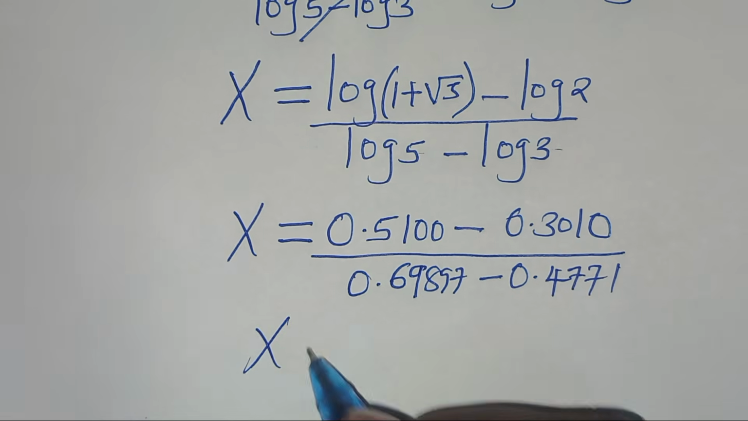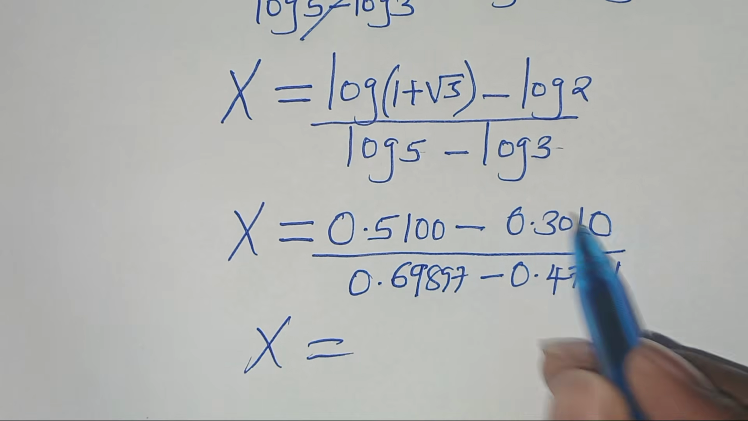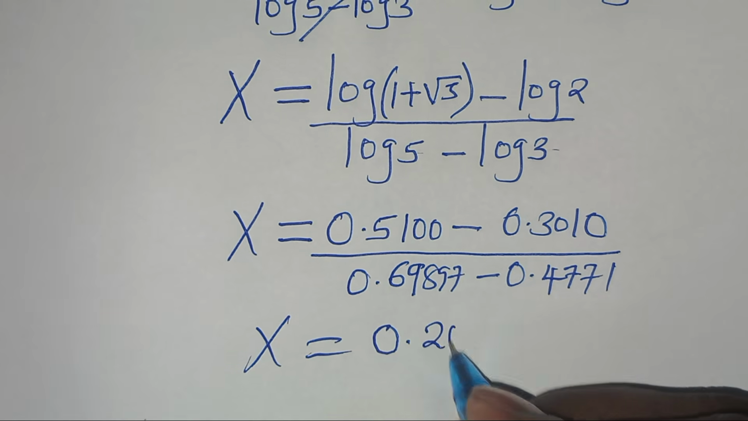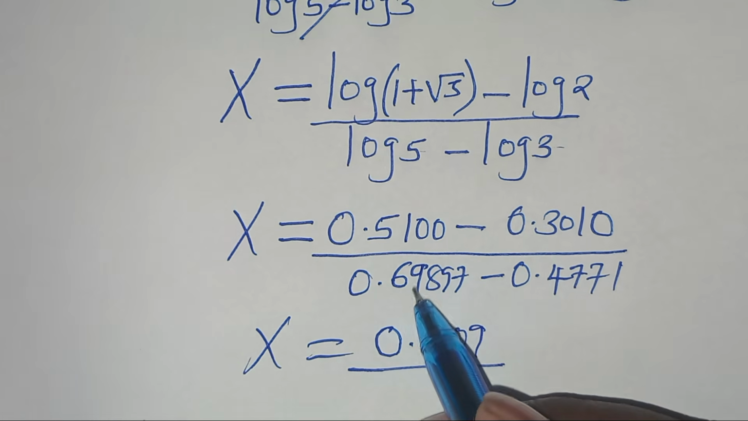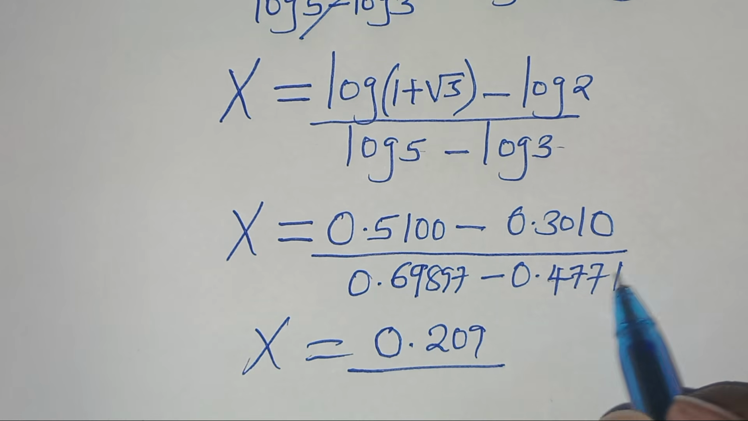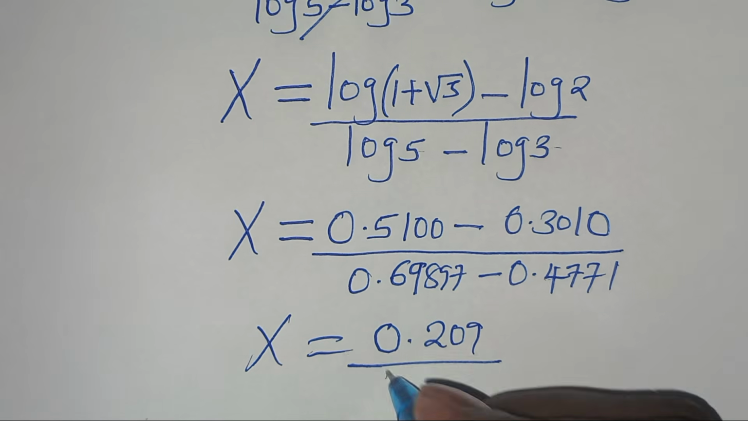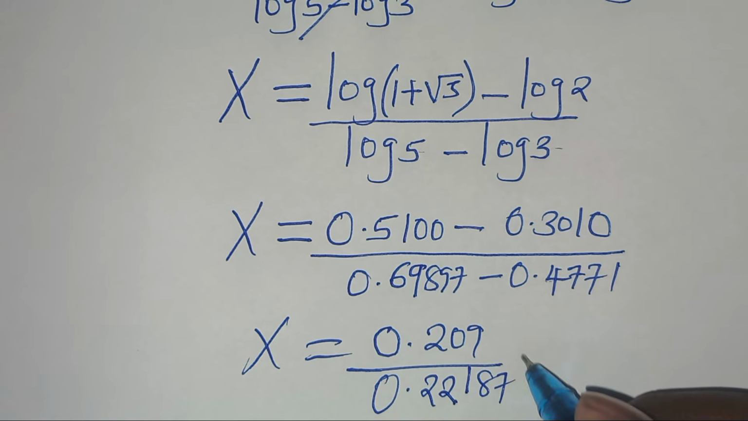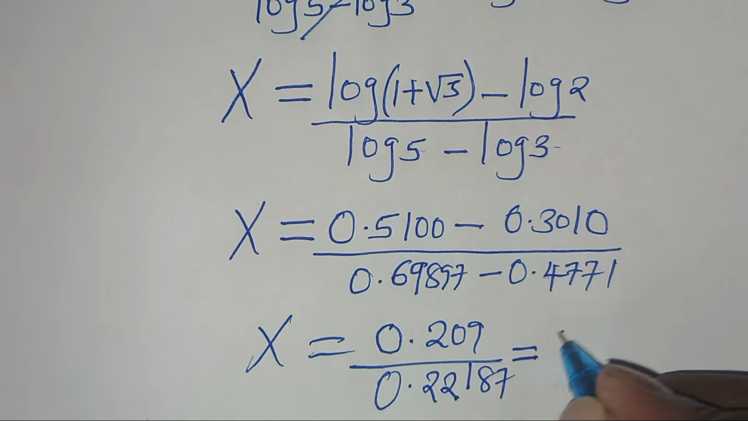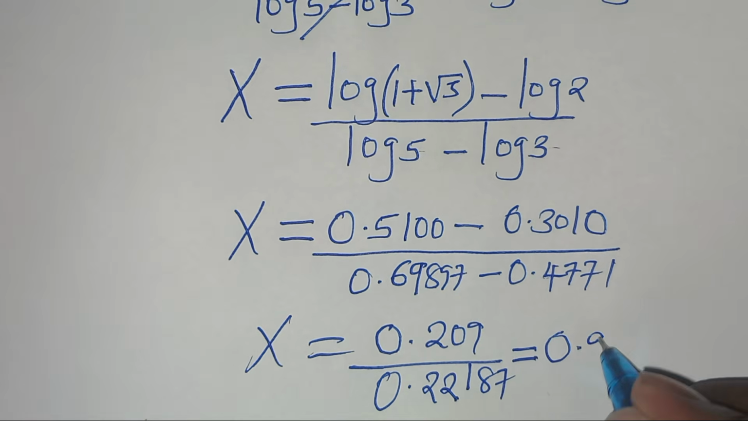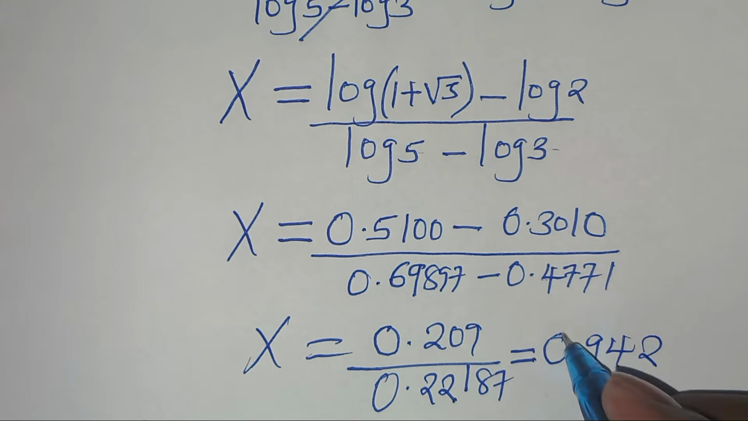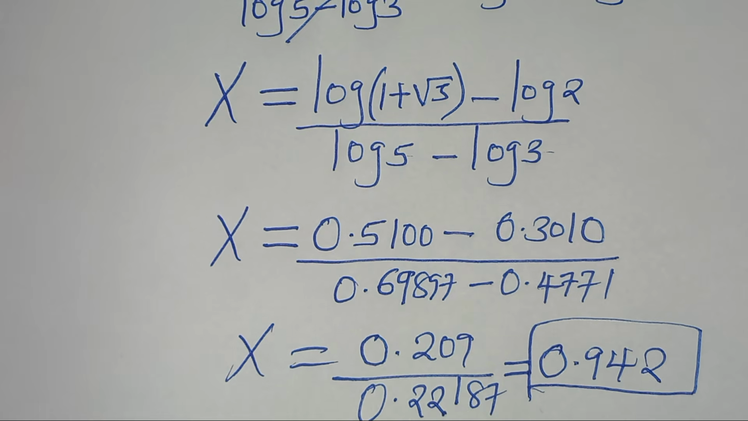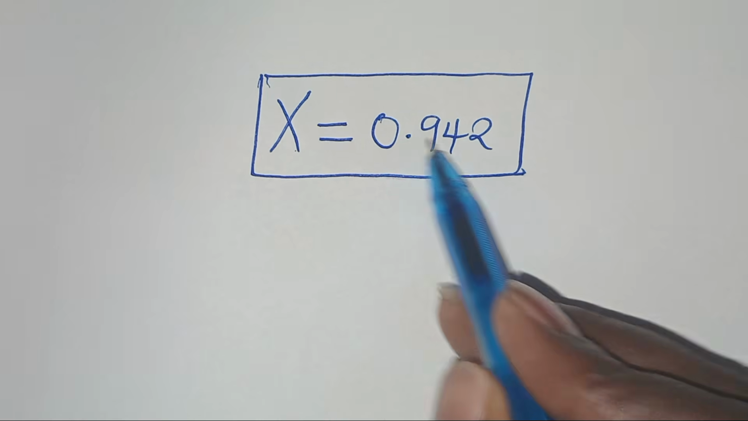So here we have x equal to 0.5100 minus 0.301, which is 0.209, divided by 0.69897 minus 0.4771. This is equal to 0.22187, and this will give us the value of x as 0.942. So this is the value of x. Now we have the value of x is 0.942.